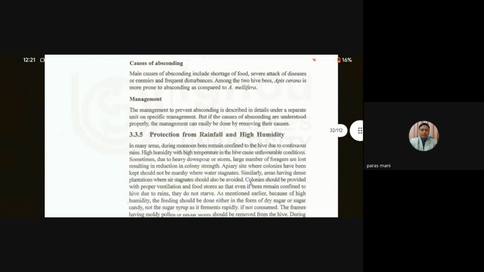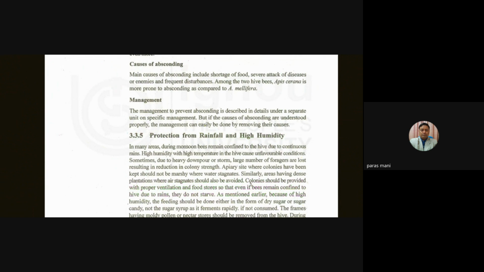Among the two species, Apis cerana is more prone to absconding as compared to Apis mellifera. Apis mellifera is a very mild bee. Usually it doesn't sting for small disturbances, but Apis cerana has more tendency to sting for small disturbances. They are more sensitive, and more prone to swarming, leaving the colony. We can manage this under a separate unit.